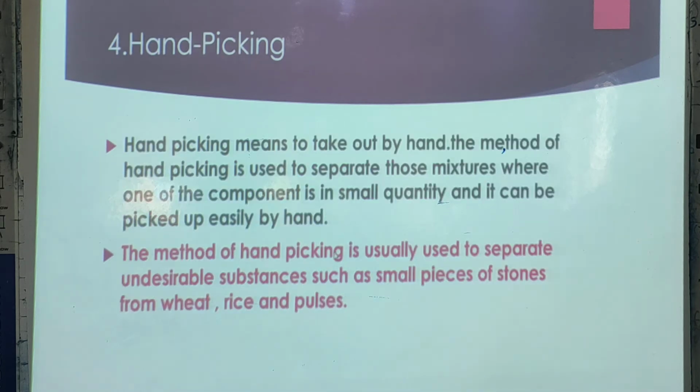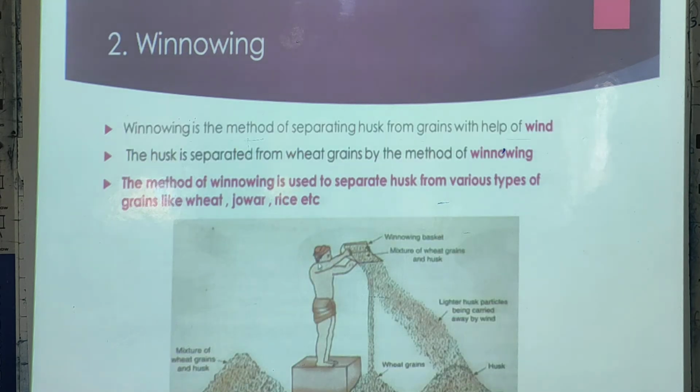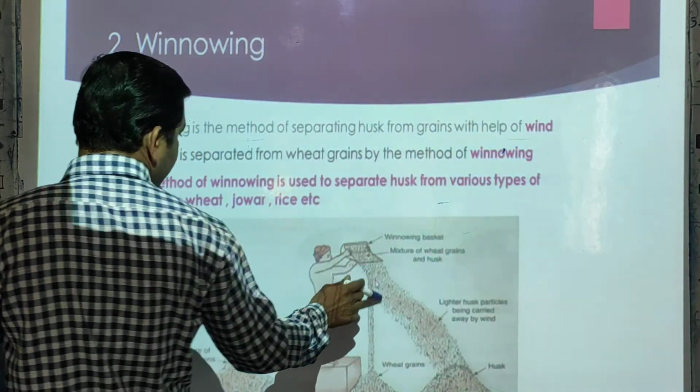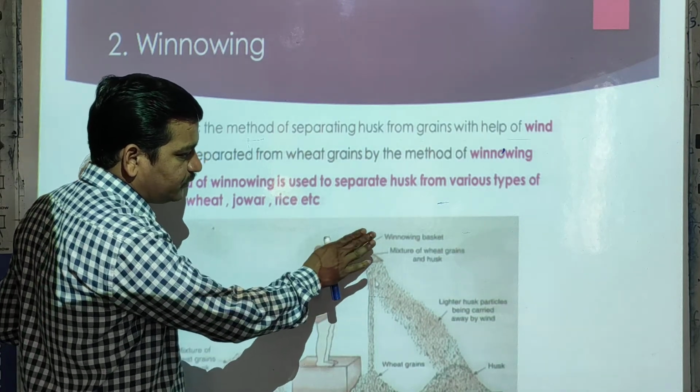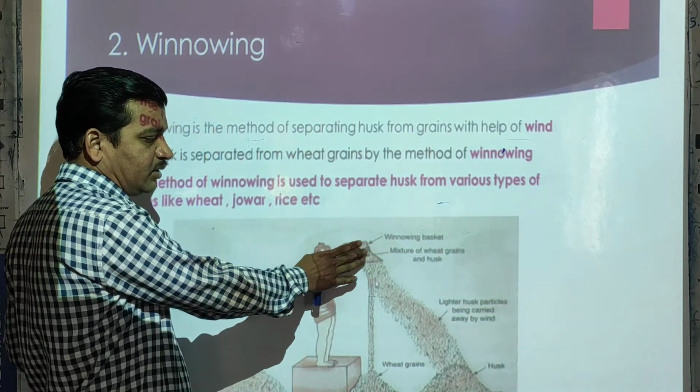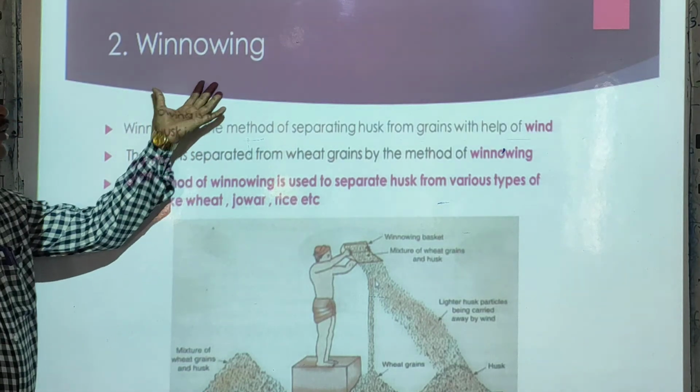Next method you can see here, the winnowing method. Can you see the picture, students? Yes, a farmer separating husk from wheat grains by winnowing. Now what is husk? Husk means the outer covering of seeds, that is called the husk, and this husk is unwanted. Okay, see here this person is winnowing. This is called the winnowing basket, and here is the mixture of wheat grains, husk and dust particles. Okay. Now what is winnowing?